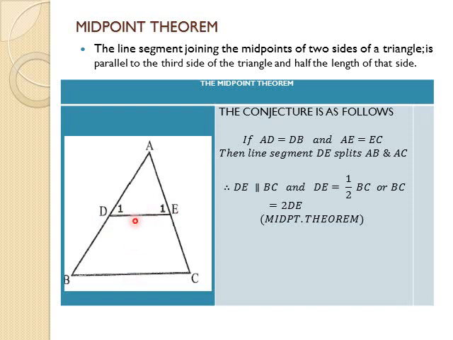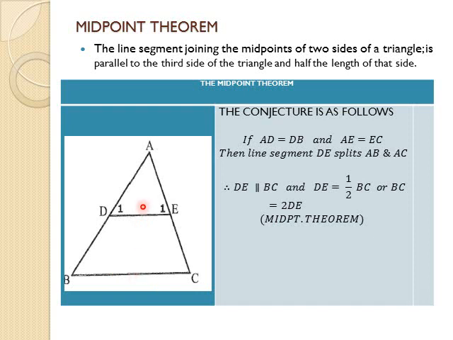And if BC is 10, then DE would be 5. So DE equals half BC, or I can say BC equals 2 times DE. So DE is 5, 2 times 5 would make BC 10. When we write this, it would be the midpoint theorem. So I give you any triangle where this side is equal to that, and that is equal to that. I can say the midpoint theorem states that DE must be parallel to BC.